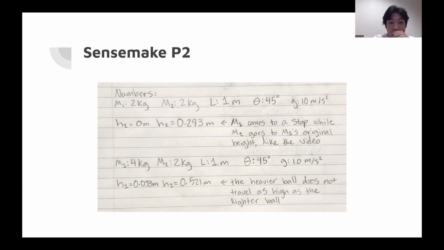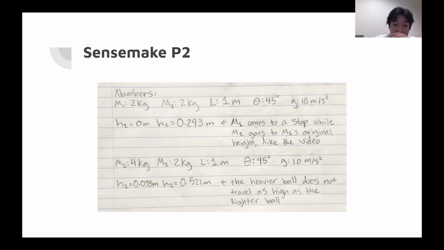And so we did another sense make where we kept everything the same. Our constants were the length of the string, theta was also 45, and gravity was also 10. But the only difference this time was that we made the ball that was coming down, M1, greater than the ball that's initially at rest, which is 2 kilograms.